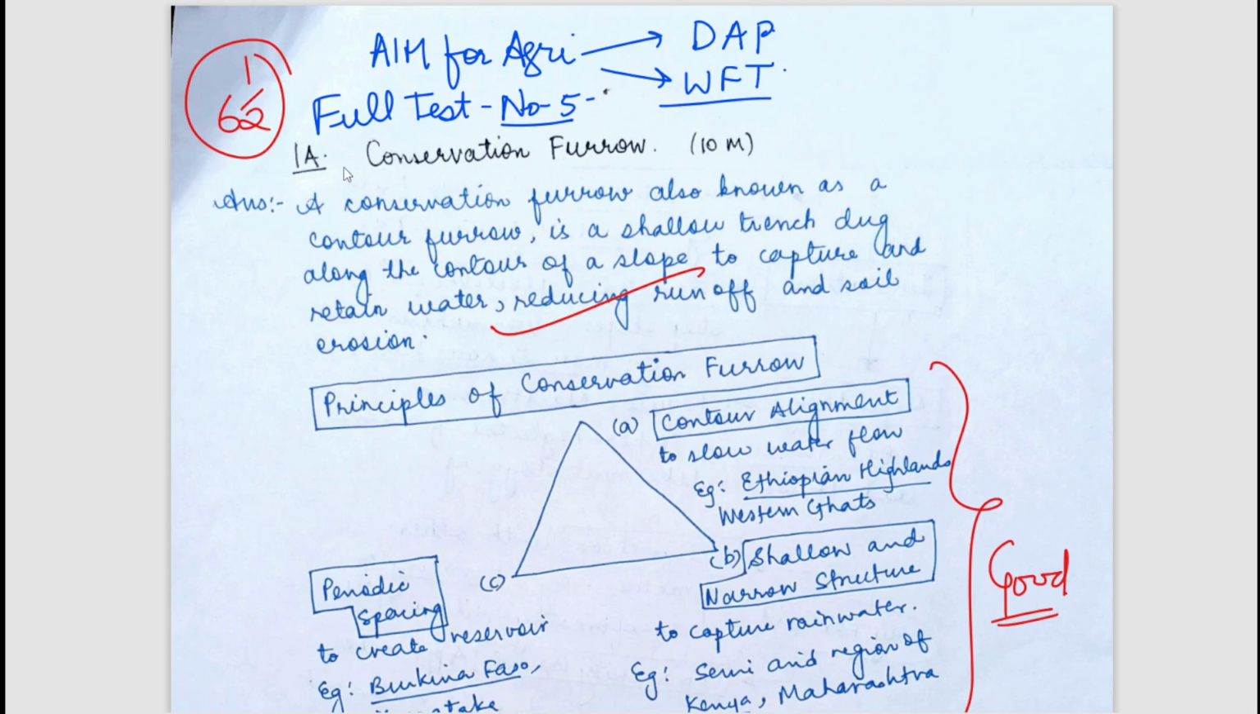So the first question was to write notes on different terms, and the first term was conservation furrow. So what is a conservation furrow? It is a shallow trench dug along the contour of a slope to capture and retain water, reducing runoff and soil erosion. These are some of the major functions of conservation furrow. As the name suggests, we have to conserve the soil from erosion by reducing the runoff and retaining enough moisture.